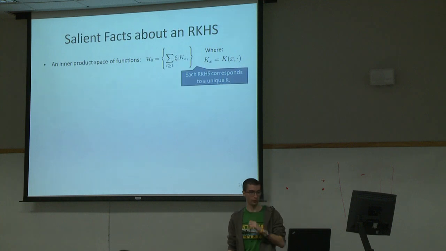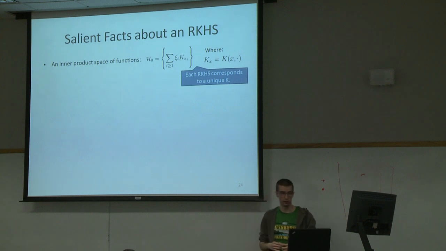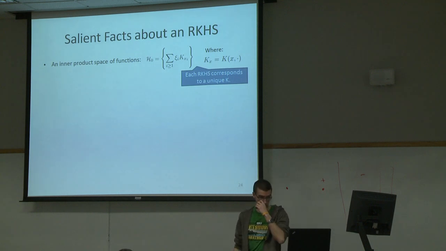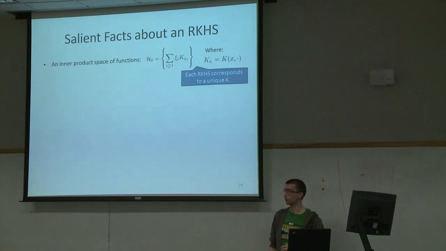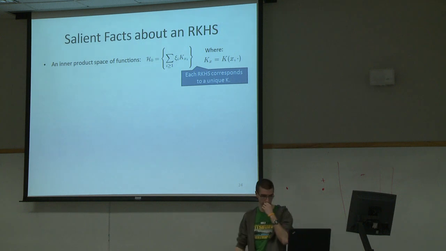So I have a very distilled introduction to RKHSs for those who are unfamiliar. An RKHS is basically just an inner product space of functions. We start with some functions h sub 0, which are given by finite linear combinations of these other functions, k sub x, defined thusly: just fix one argument of the kernel function and let the other one vary. Each reproducing kernel Hilbert space corresponds to a unique choice of kernel, and vice versa.